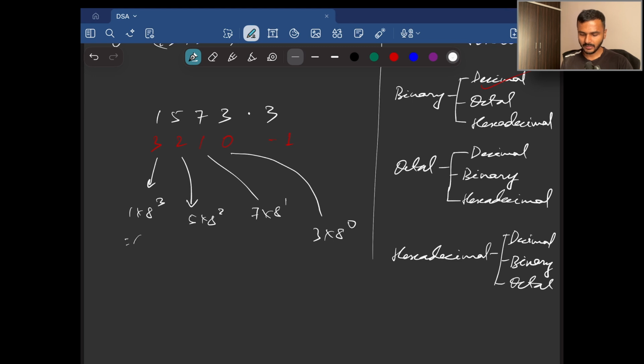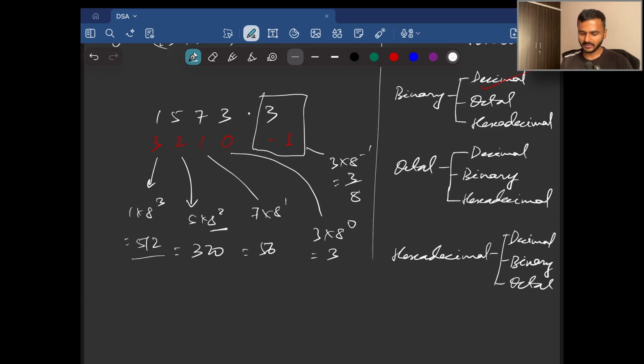8 cube is 64 into 8, which is 512. 8 square is 64 into 5, which is 320. 8 into 7 is 56, and this will be 3. Now, for this one, that is 3 at the position -1, this will be 3 multiplied with 8 power -1, and this is 3 by 8.